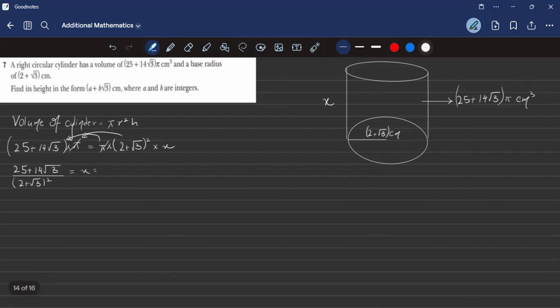Now, before we do anything else, let's simplify this 25 plus 14 under root 3 divided by a squared, which is 2 squared, 4, plus 2 multiplied by a multiplied by b, plus b squared, which is under root 3 squared equals 3. Simplify this further, 25 plus 14 under root 3 divided by what is 4 plus 3? That's equals to 7.